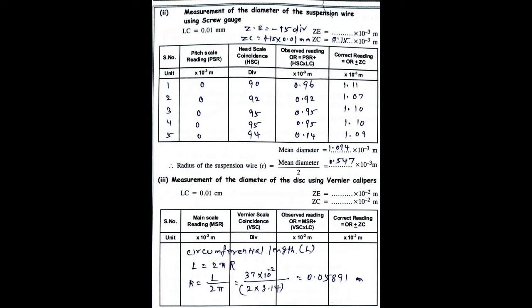Next, we measure the radius of the disc, capital R. It's another method using circumference values. In this case, the measured circumference length is 37 centimeters. The general formula is circumference length equals 2 pi capital R, so capital R is equal to L by 2 pi. Here L is the circumference length, 37 centimeters, divided by 2 into pi, 3.14. The answer is 0.05891 meters, the radius of the disc.